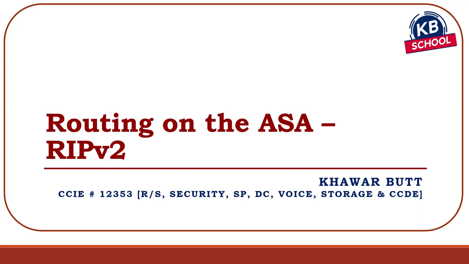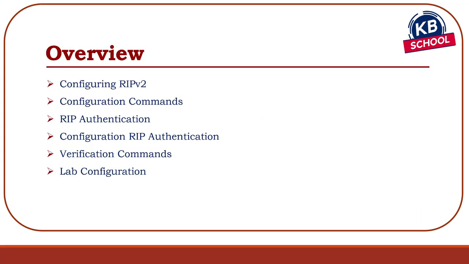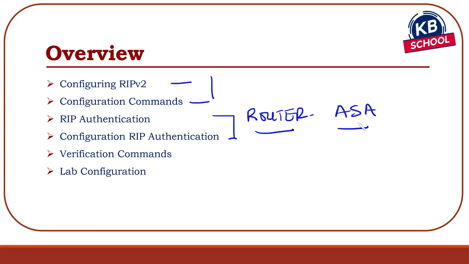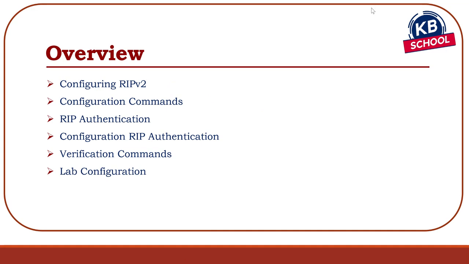Let's see what are the different things that we'll be covering. Configuring RIP, again, basic RIP commands, the configuration commands for RIP, authentication. Over here, we'll take a look at how to configure RIP on the router and how it differs on an ASA firewall. This is authenticating between two RIP routers talking to each other, verification commands, and we'll actually implement it in a lab configuration setup. So with that in mind, let's get started with RIP version 2.